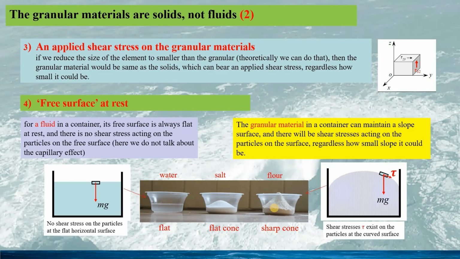The reason for this might be their significant difference in density, 2.16 kilograms per liter for salt against 0.593 kilograms per liter for the flour. So if we examine the curved surface, we can see there will be shear stress tau acting on the element on the top of the granular material. And the sharper the cone, the larger the shear stress.